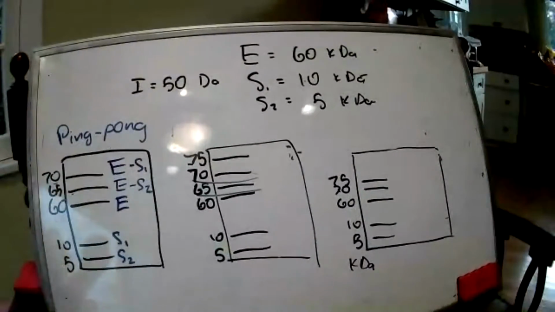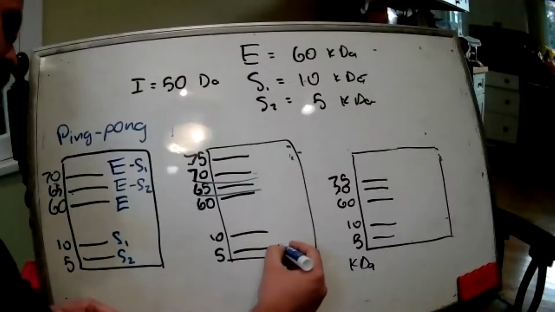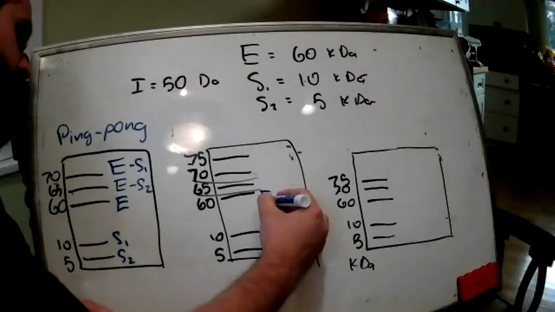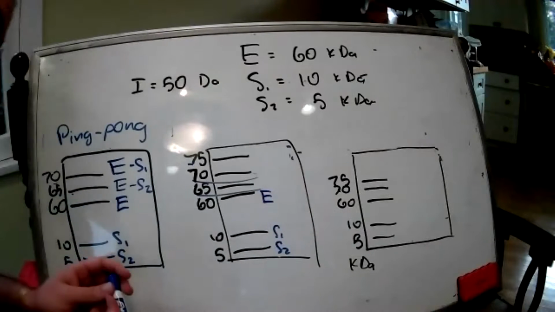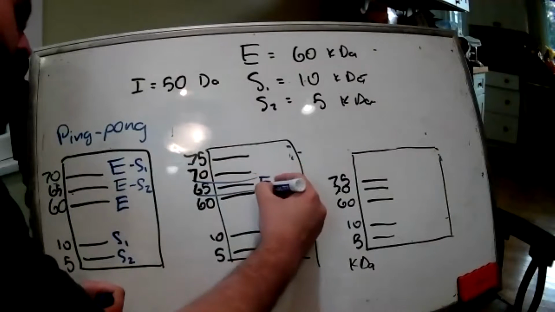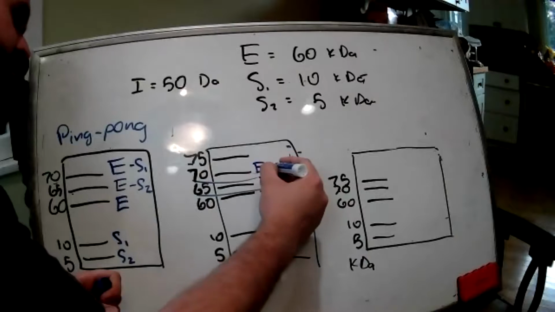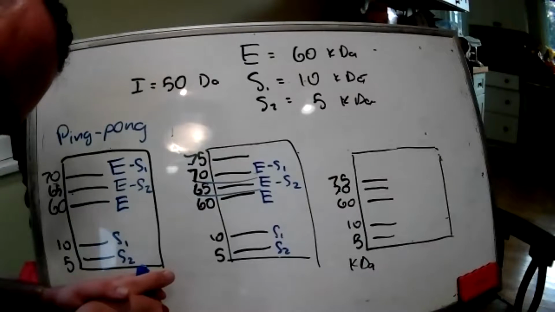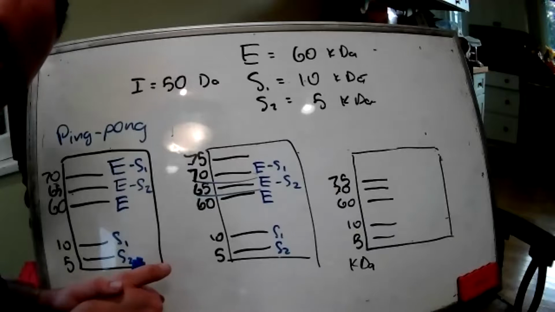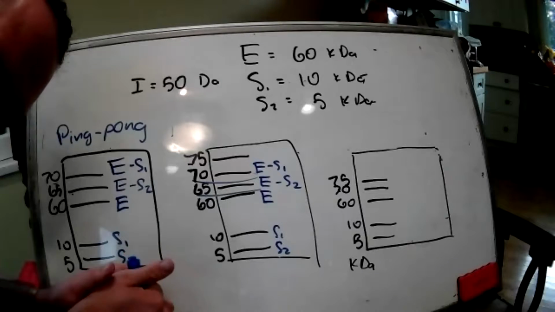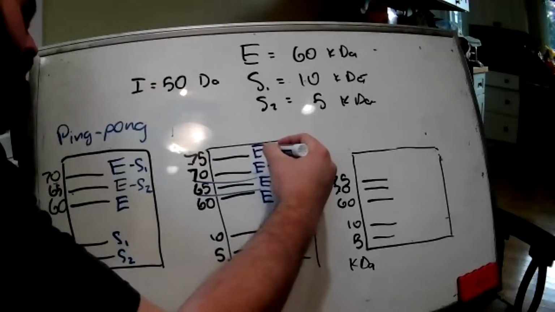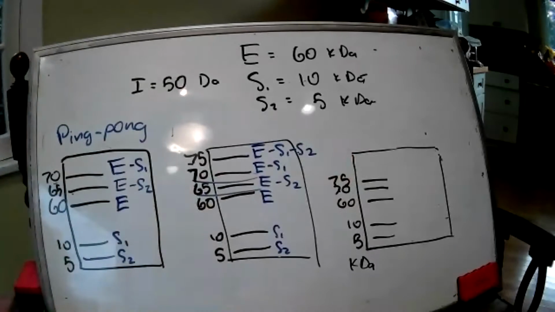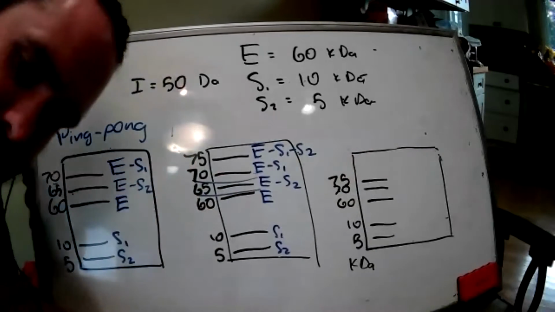Okay. So keeping those in mind, we look over at our second gel. So we have, of course, our substrate 2, our substrate 1. We have our enzyme at 60. We said 65 represents enzyme and substrate 2. The 70 represents enzyme and substrate 1. So 75 would represent what? 75 would have to represent our E, S1, and S2, our ternary complex. Okay, so because there's a ternary complex, this must be a sequential mechanism.